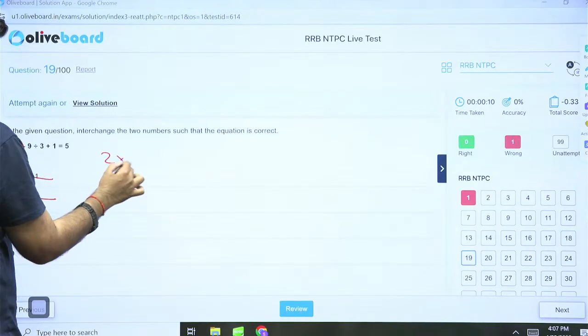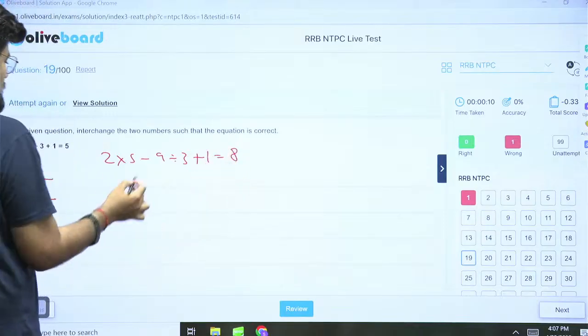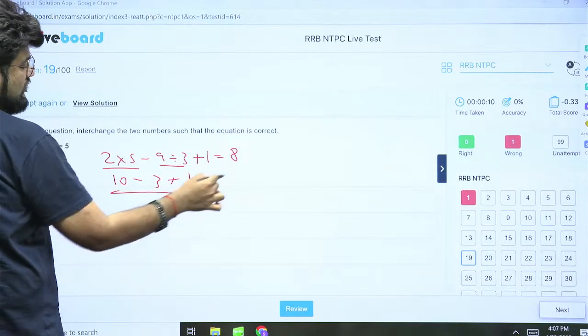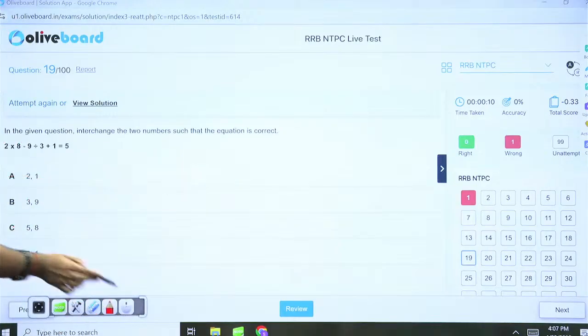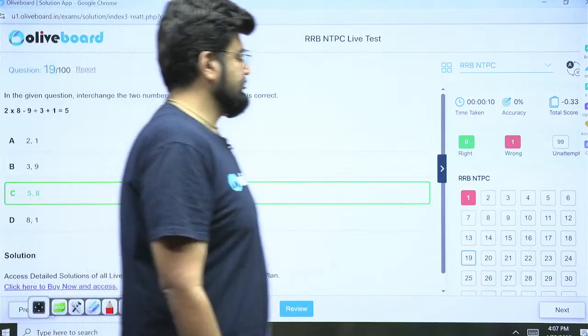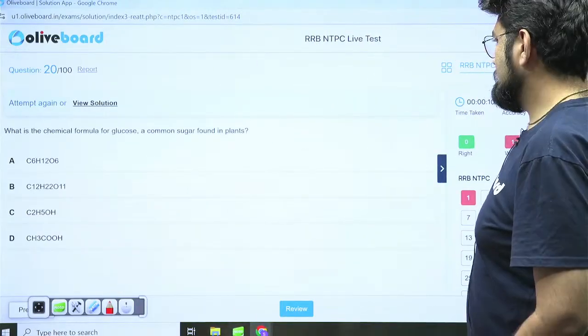So we have 2 into 5 minus 9 divided by 3 plus 1 is equal to 8 now. So this is 10 minus 3 plus 1. This is 10 minus 2, which is equal to 8. So option C becomes my correct answer. Cool. Next. C6H12O6.